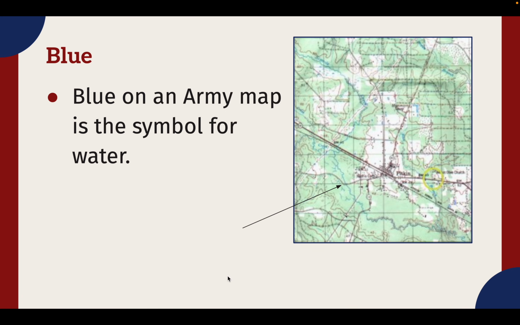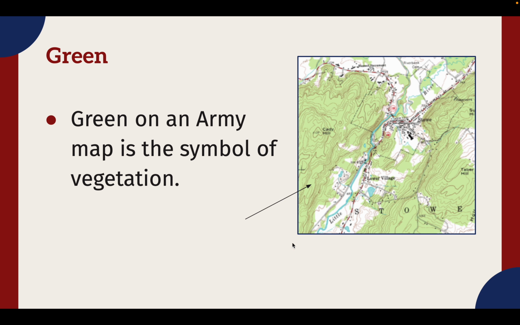So first, map colors. Blue on an army map is a symbol for water, so basically anytime you see blue lines such as this one, it's a body of water, so we can assume that's a lake, stream, whatever. You can't necessarily cross it. Green represents all vegetation, so it could be forest, or just green land, anything that has vegetation, you can assume that's going to be on the map. So you can see all of this green, that's all vegetation.